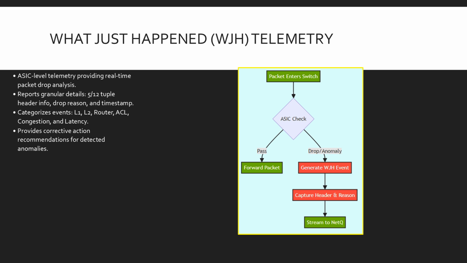When a packet enters the switch, the ASIC checks it against forwarding and security rules. If the packet passes, it is forwarded normally. However, if the ASIC determines a drop or anomaly, it immediately generates a WJH event. The system captures the header and the reason for the drop, crucial for debugging, and streams the specific event to NetQ for analysis, giving you instant visibility into the problem.